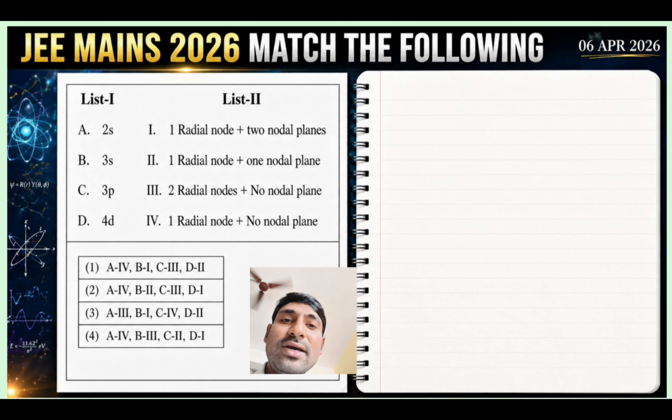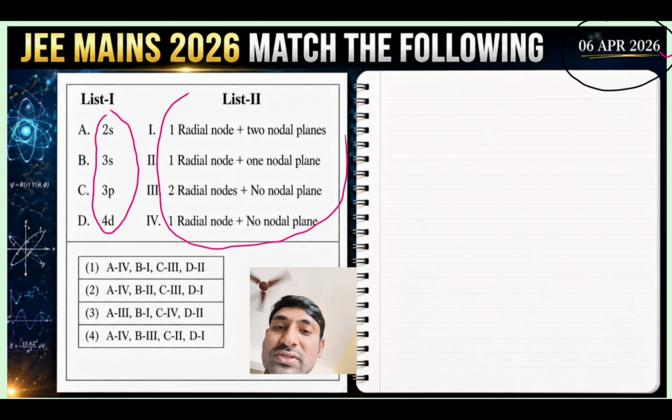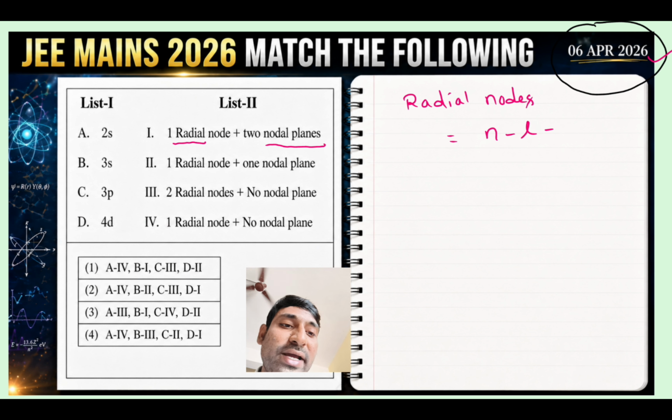Hello everyone. If you observe this question, it was asked on 6 April 2026. Here they have given different types of orbitals and different types of nodes, and we should match them. They asked about radial nodes and nodal planes. Simply, radial nodes equal n minus l minus 1.